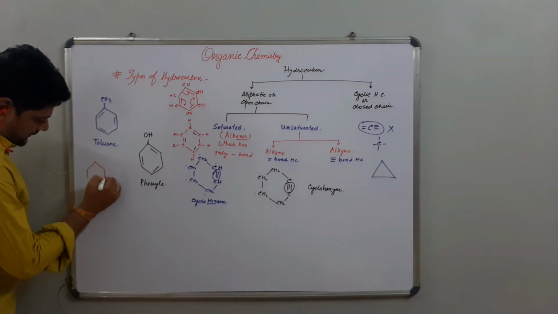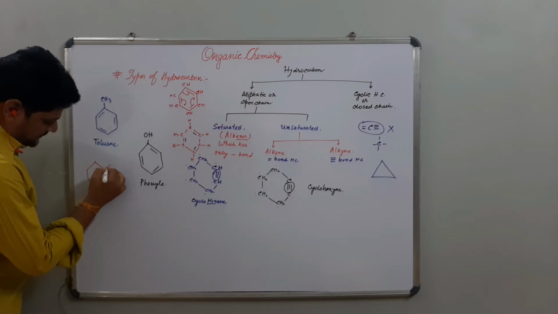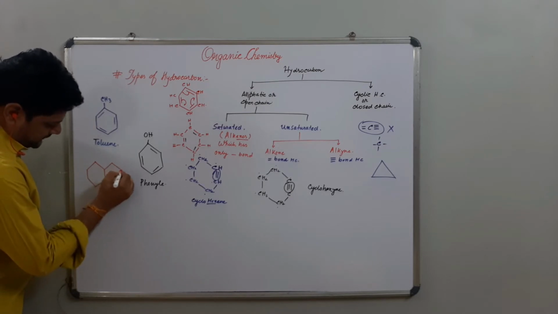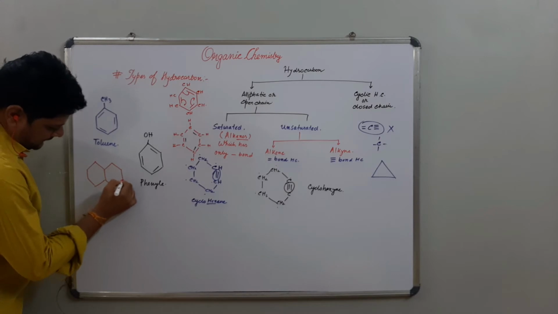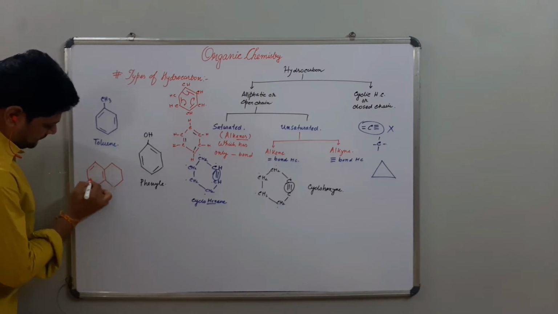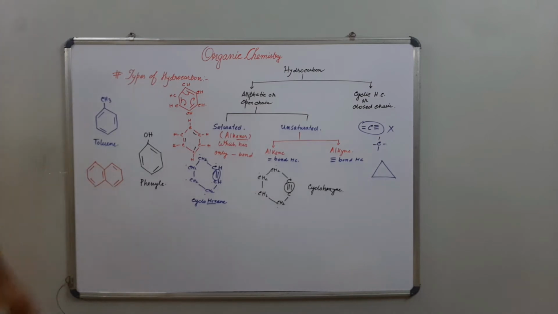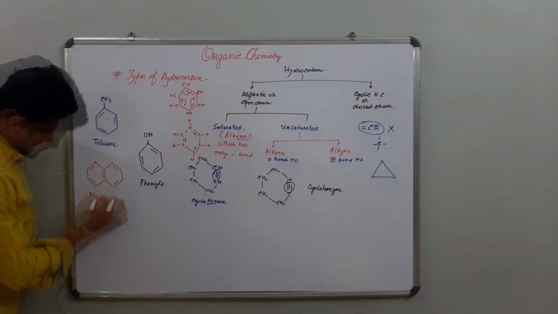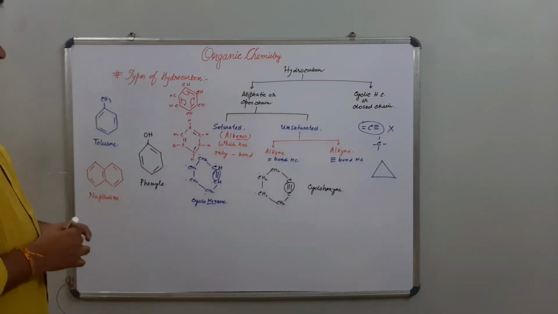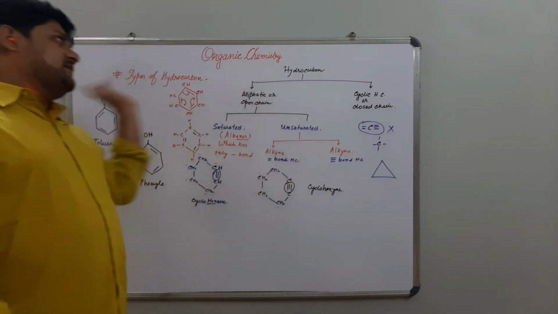What is the structure of naphthalene? Two benzene rings can associate together to make a naphthalene. This is a common bond, so this is naphthalene. Okay, so this is all about the basics of hydrocarbons.